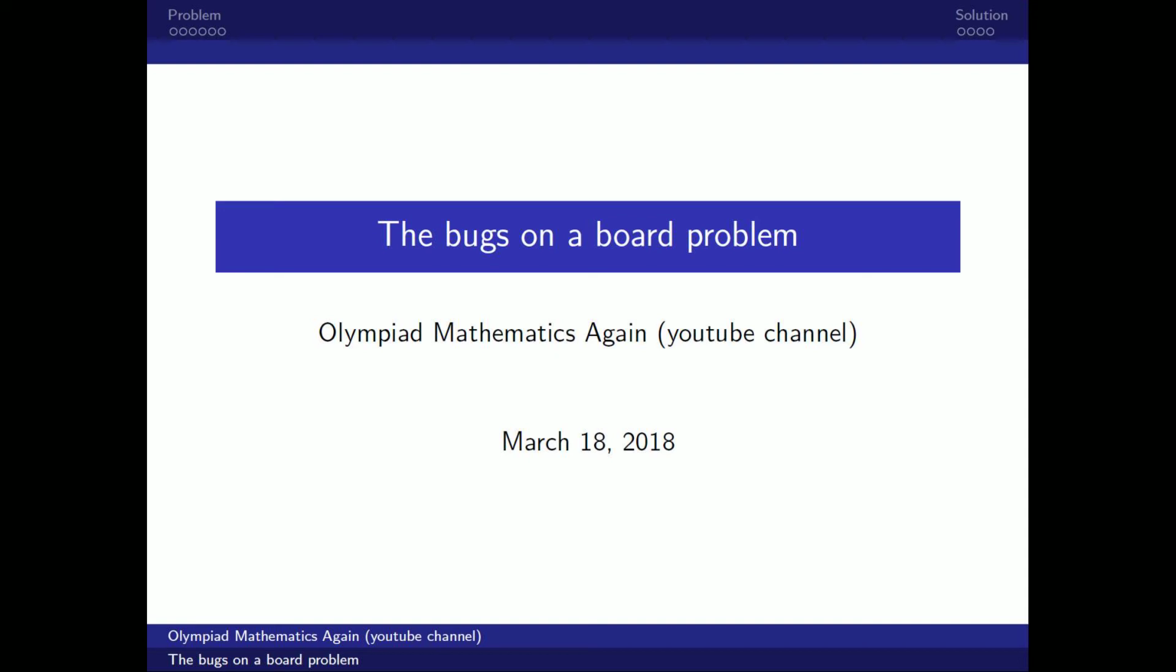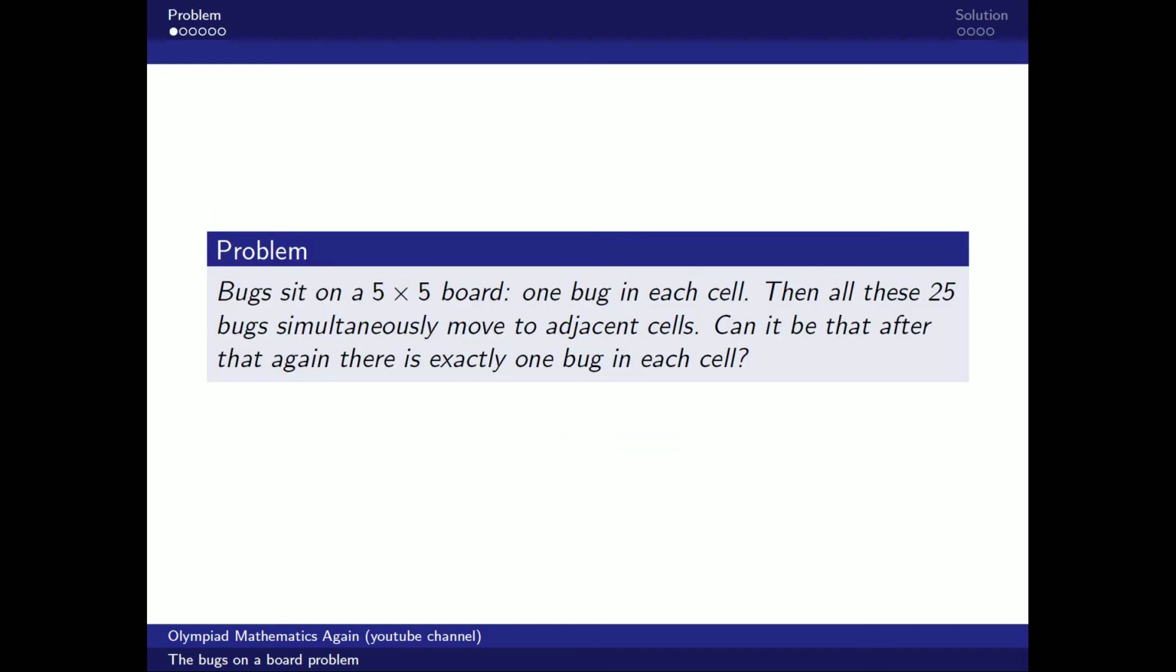Okay, so today I'm going to introduce you to a classical problem in Olympiad mathematics. The problem is about bugs on a board, and it can be stated as follows. We have bugs that sit on a 5x5 board, so that we have one bug in each cell.